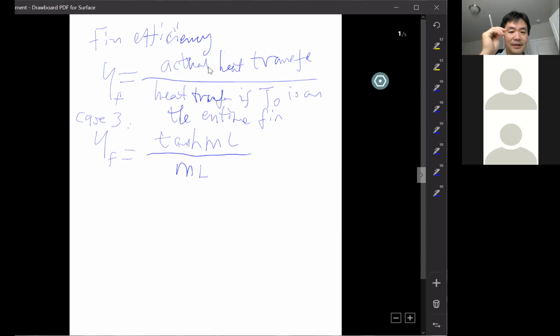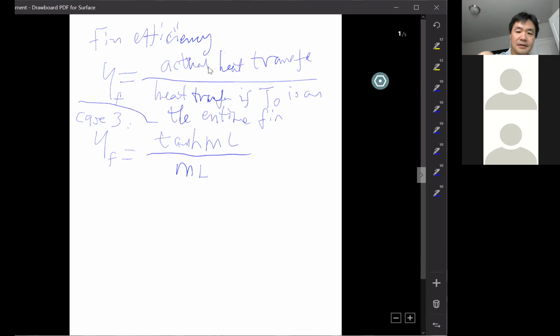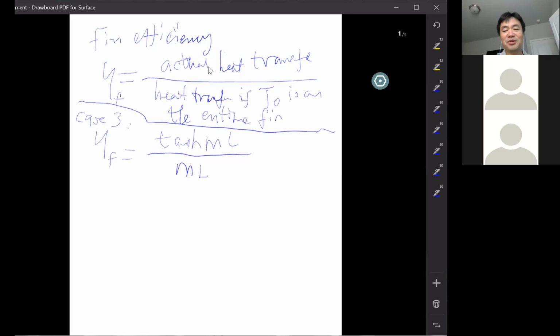So for case 3, let's separate them. This is the definition, so you have an efficiency equation, and again you have another equation. To me, heat transfer is easier. Basically, it's just a lot of equations you need to know how to apply. You have to find out the conditions.